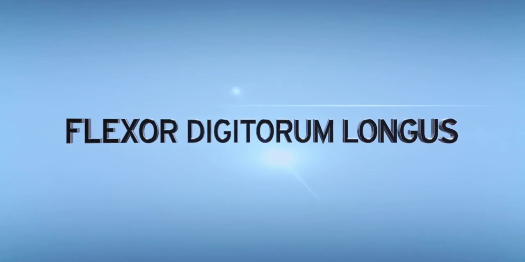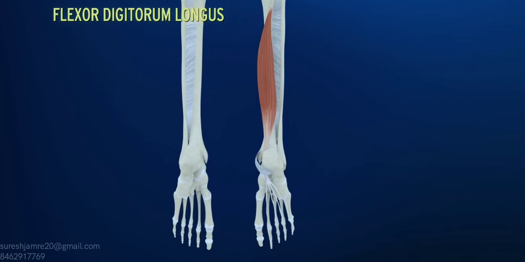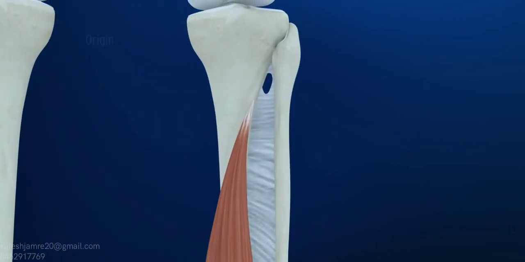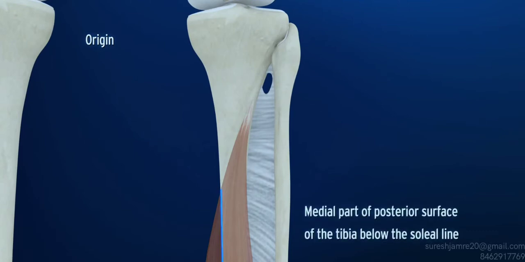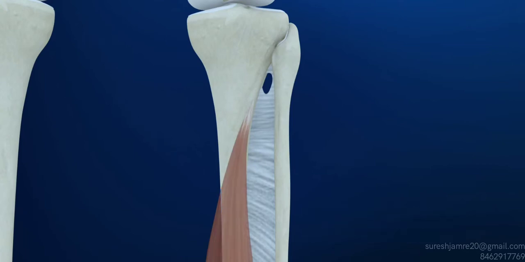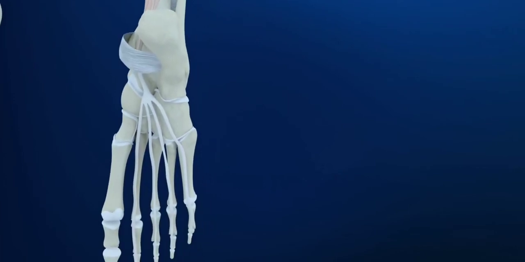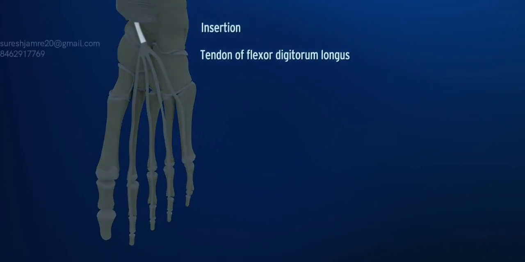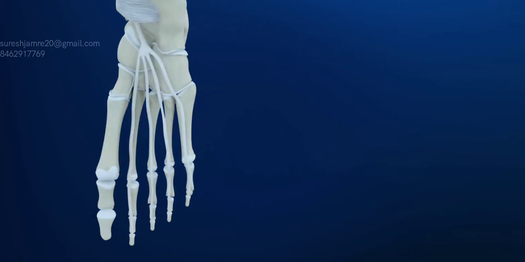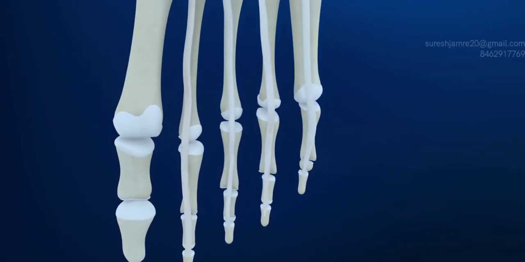Flexor digitorum longus. Origin. It arises from the upper 2/3 of the medial part of posterior surface of the tibia below the soleal line. Insertion. The tendon of flexor digitorum longus divides into 4 slips for lateral 4 toes. Each slip is attached to the base of the distal phalanx.